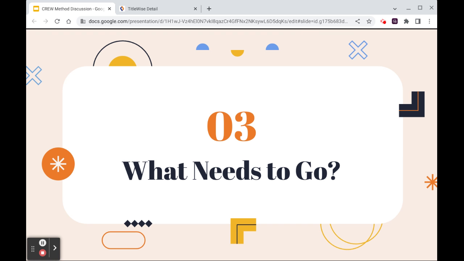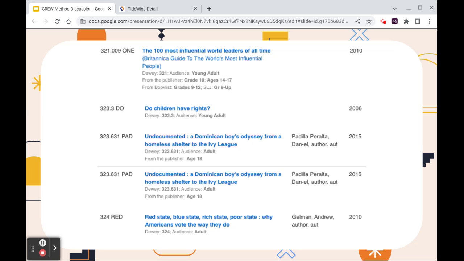So what needs to go in our current library? There were a couple of books that really stuck out to me on this list of 85 aged titles. Some books of influential world leaders that were published over a decade ago, a book on children's rights that was published over 15 years ago that definitely probably has been updated since. We have 2 copies of A Dominican Boy's Odyssey from Homeless Shelter to Ivy League, which might still be a relevant book for our population, but we don't need 2 copies, so at least one of these could definitely go.